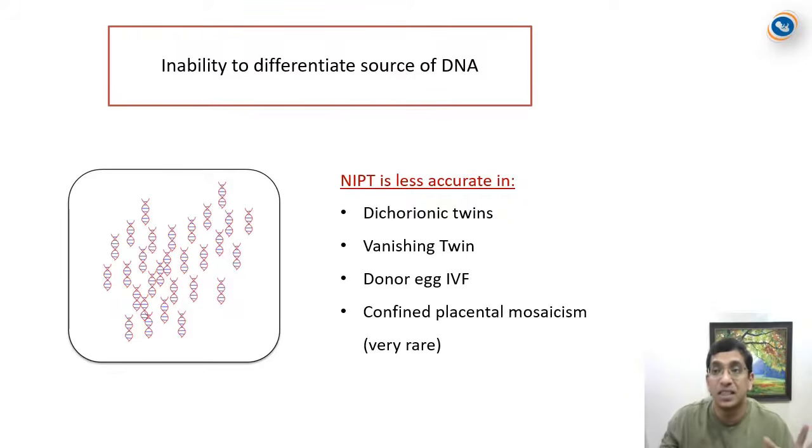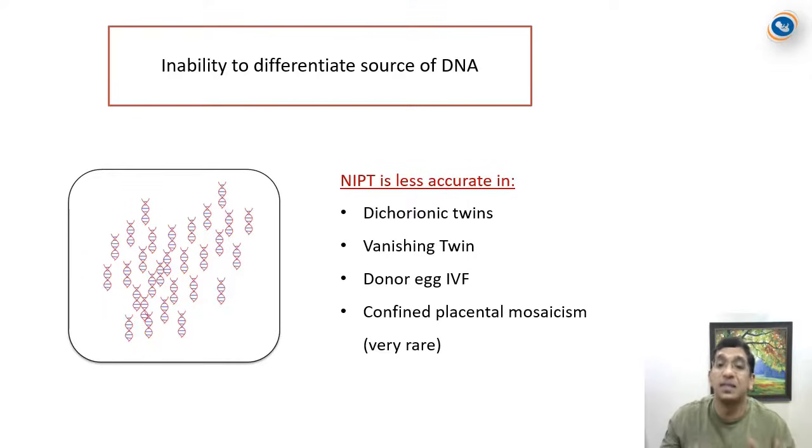Now what happens is, in vanishing twin you have a live baby and you have a baby who has died, but that baby's placenta is still present, and that placenta is degenerating at a faster rate, so it releases more DNA in the maternal blood compared to the healthy twin. Because NIPT cannot distinguish where that DNA comes from, and the baby who has vanished is more likely to be abnormal, you can get less accurate results.